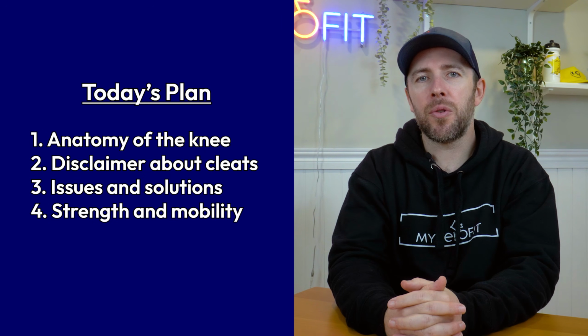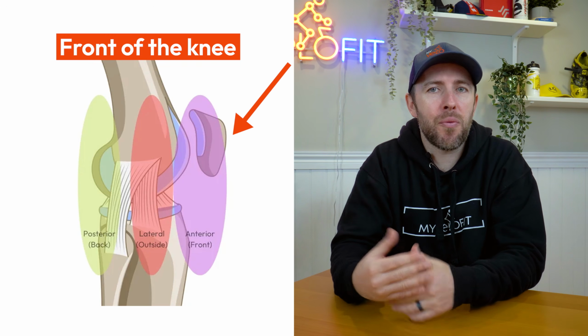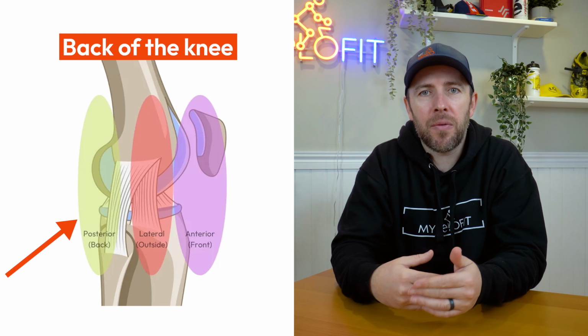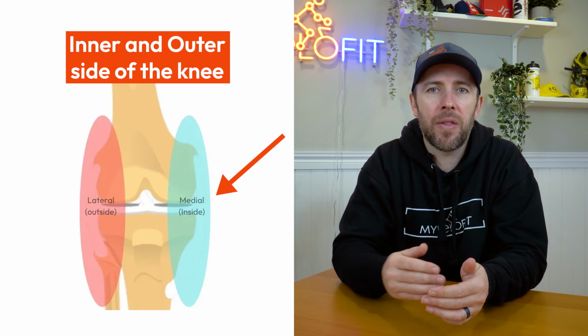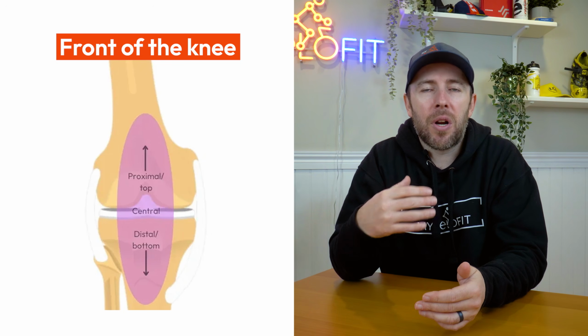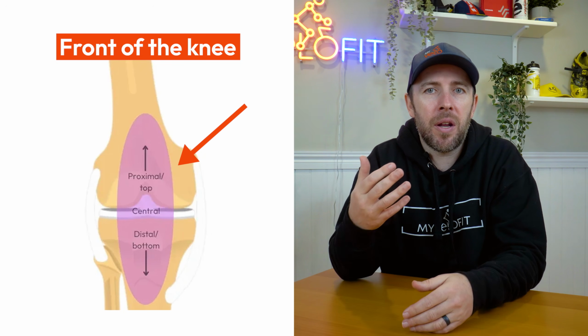Before we dive into potential issues and solutions, let's have a quick review of the anatomy of the knee without getting too technical. Let's first identify the areas of the knee. Oftentimes these will help us identify what's going on by where the pain is. We have the front of the knee, which we'll also call the anterior, the back of the knee, which is posterior, the inner side of the knee, which is medial, and then the outside of the knee, which is lateral. We can also talk about proximal and distal, with proximal being at the top half of the knee and distal being at the bottom half. Where the pain develops is often a very good indicator of what is causing the pain.